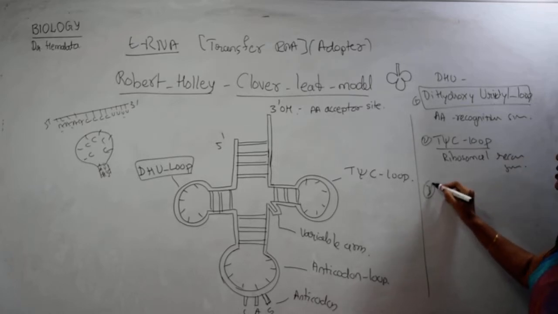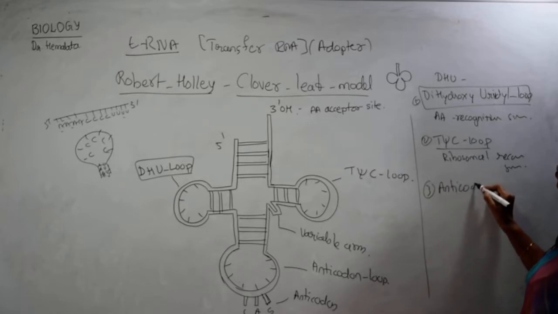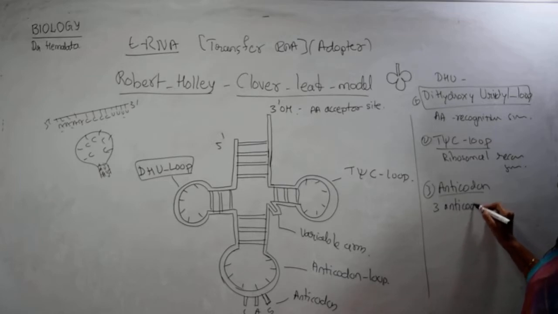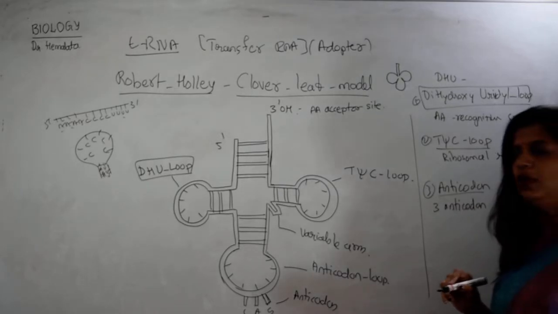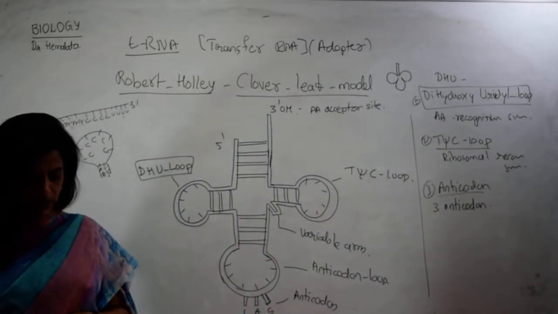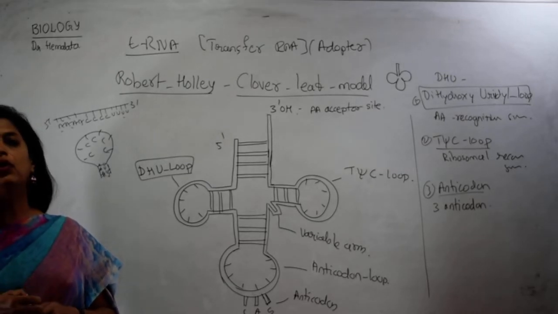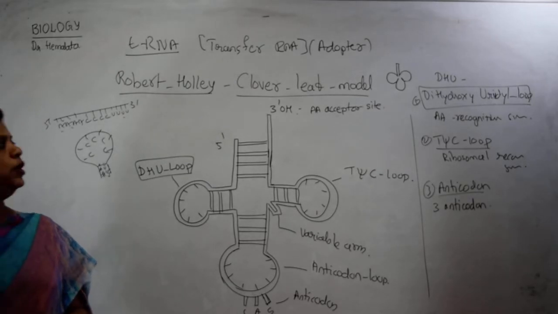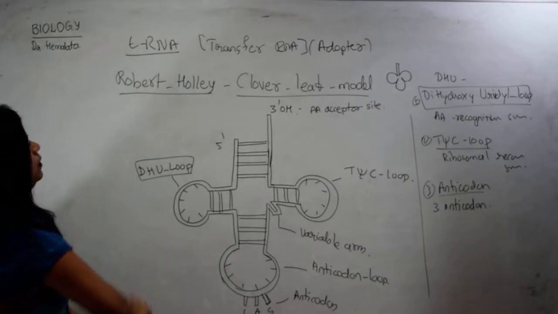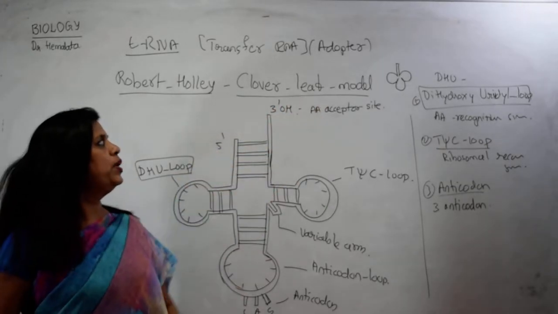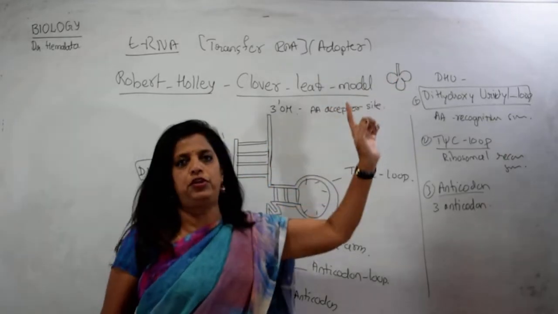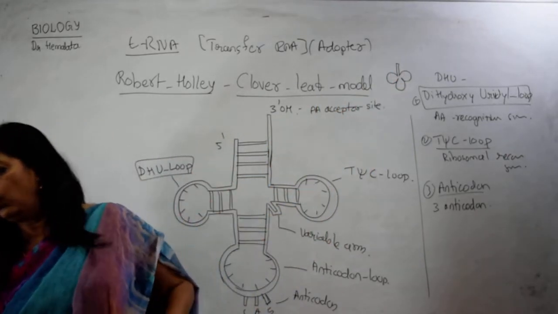Okay. Then the third one is the anticodon loop. The anticodon loop contains 3 anticodons that are opposite or complementary to the codon messages. So this diagram and its explanation will be asked. First thing is how it looks like. It looks like a clover leaf-like structure, and it was given by the scientist Robert Holley. According to him, it shows a clover leaf-like structure. Clover leaf refers to the structure having 3 loop-like structures. It looks like a clover shape.